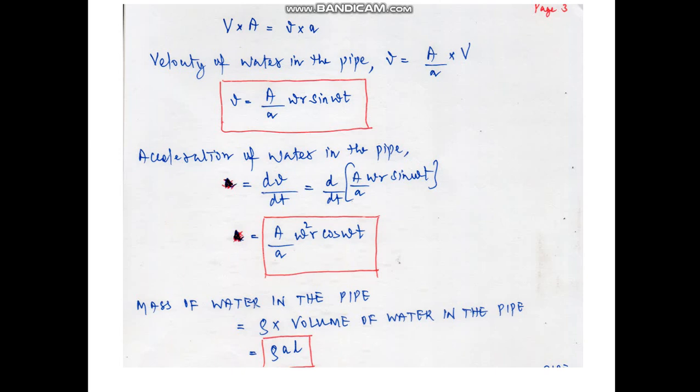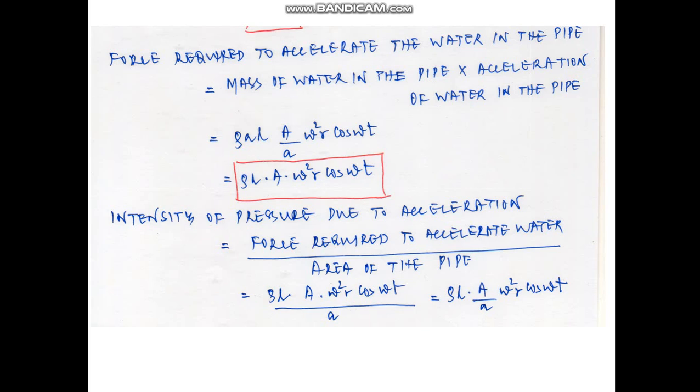Now the mass of water is density into volume. The volume of the pipe is the volume of water in the pipe. Volume of the pipe is length L, area a, so aL. So rho aL is the mass of water in the pipe. Now the force required to accelerate the water in the pipe, that is mass into acceleration. The force required to accelerate the water, mass of water into acceleration of water. Rho aL, A by a, omega square r cos omega t. a will be cancelled. Rho L A omega square r cos omega t.